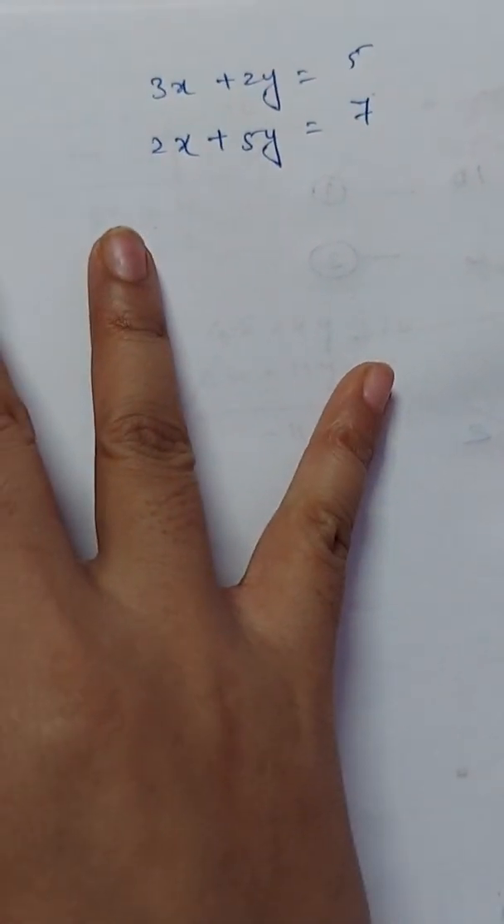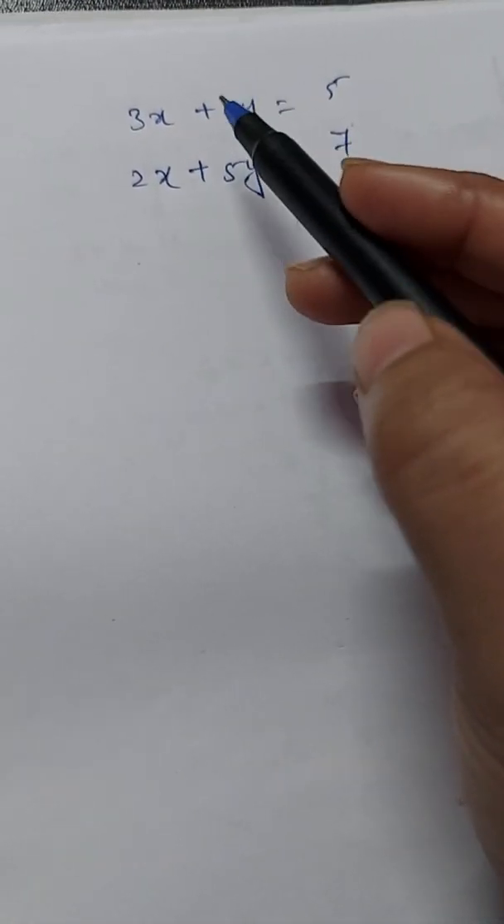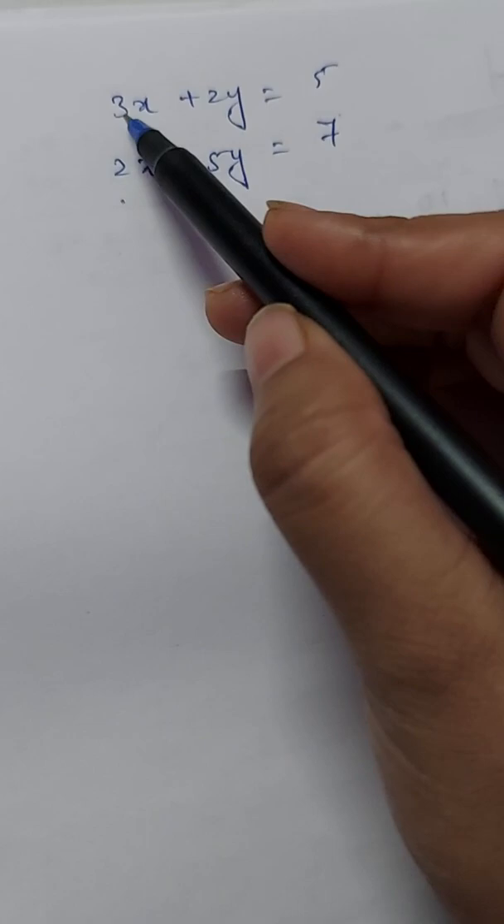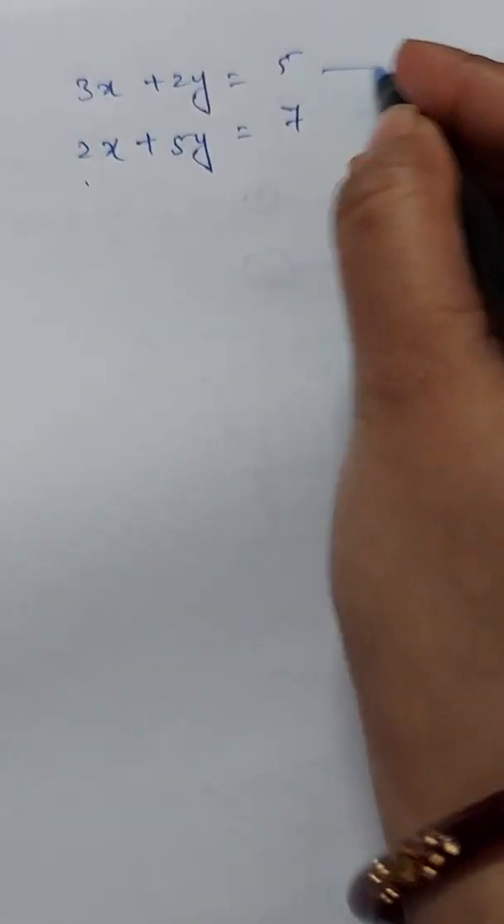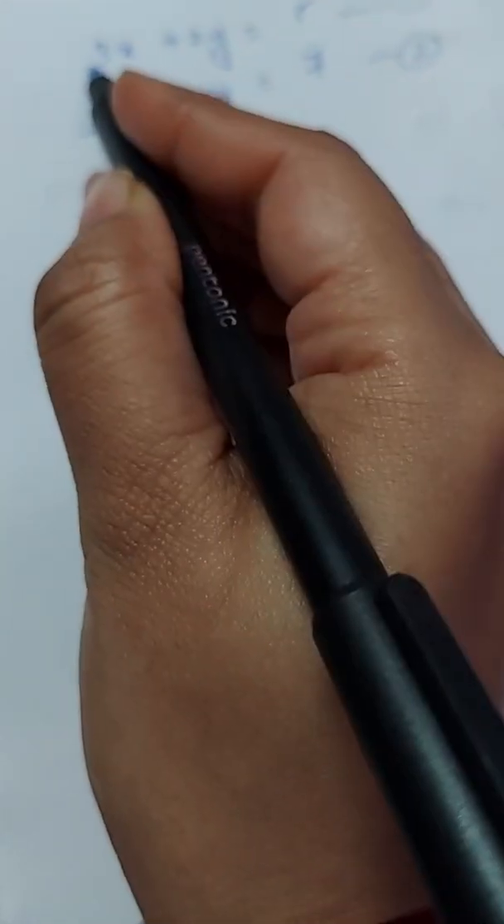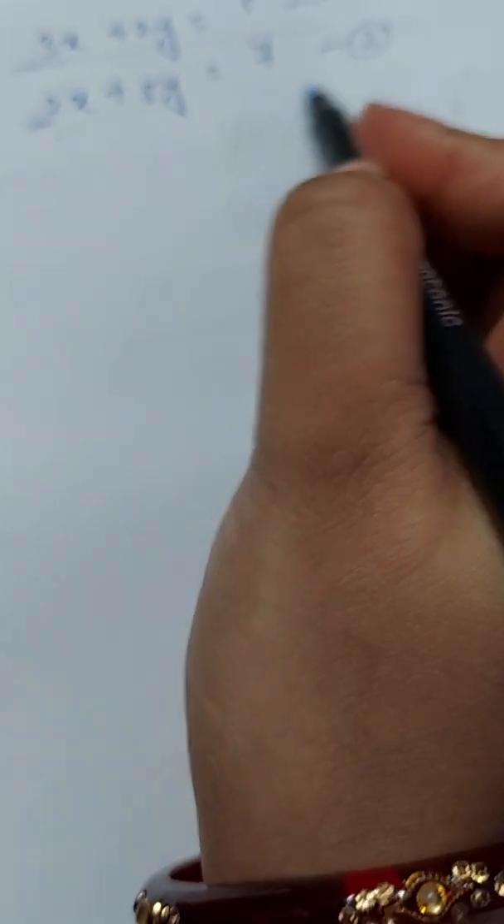Now we will consider another example. 3x plus 2y is equal to 5. 2x plus 5y is equal to 7. Here we can see that the variables are different in equation number 1 and 2. Here it is 2y and here 5y. Both are different. So we have to equate these two equations by multiplying this whole equation by 3, and the second by 2.